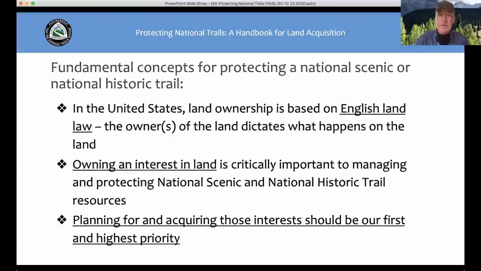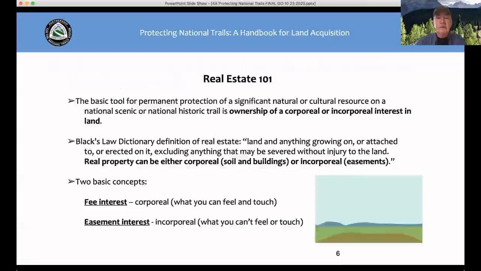and what happens on a particular parcel of land along your National Scenic or National Historic Trail. If you don't own that interest in the land, you don't have a say in what happens there. It can become the next shopping mall, it can become the next highway. Land ownership isn't perfect. You can still end up with a power line right of way across your property, but it does give you more control than anything else. So planning for and acquiring those interests should be our first and highest priority.